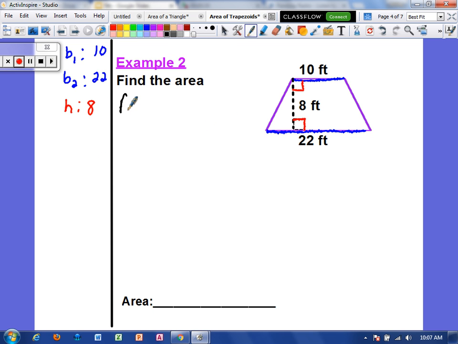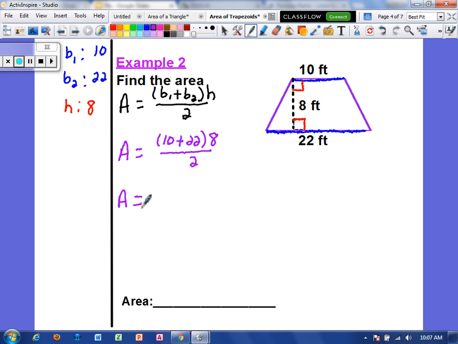So our formula, area equals base 1 plus base 2 times the height divided by 2. So now I'm going to substitute our numbers in. So we have 10 plus 22 times a height of 8, all divided by 2. We solve what's in parentheses first. 10 plus 22 would be 32. So we're going to have 32 times 8 divided by 2.